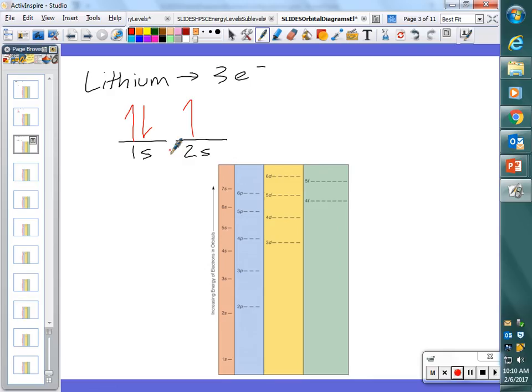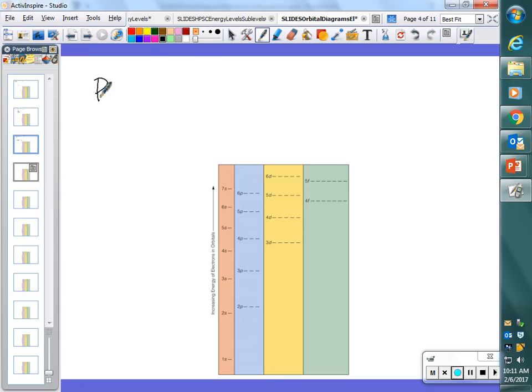What's the next element we're talking about? Boron. Did you look on the periodic table and find out about boron? Boron has 5 electrons. So the Aufbau principle tells us lowest energy to highest energy. We know the lowest energy orbital is always what? 1s. How many electrons can that 1s orbital hold? 2. 1, 2.